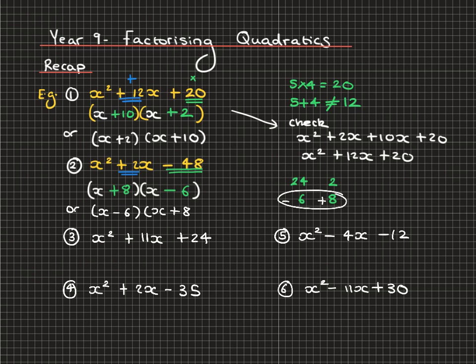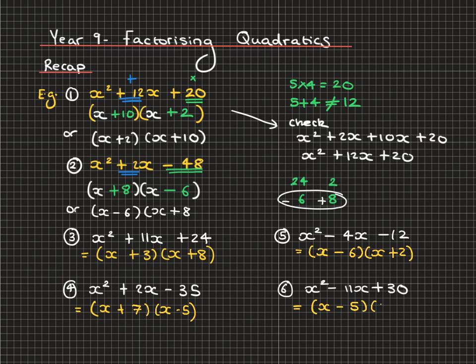So let's see if you were able to answer these correctly. So question 3. We should find we have x plus 3 and x plus 8 as our pair of factors. Question 4, x plus 7, x minus 5. Question 5, we have x minus 6, x add 2. And question 6, x minus 5, x minus 6. Brackets can be written either way around, but the numbers must be the same and have the same sign.